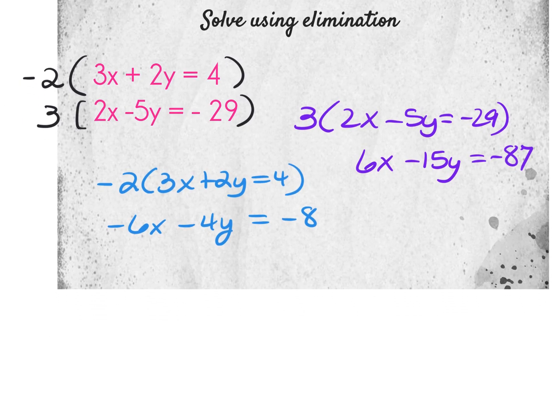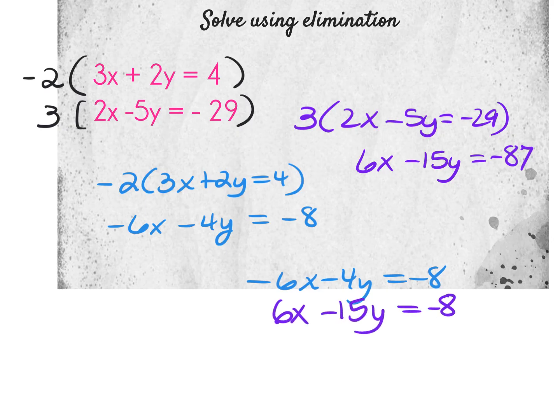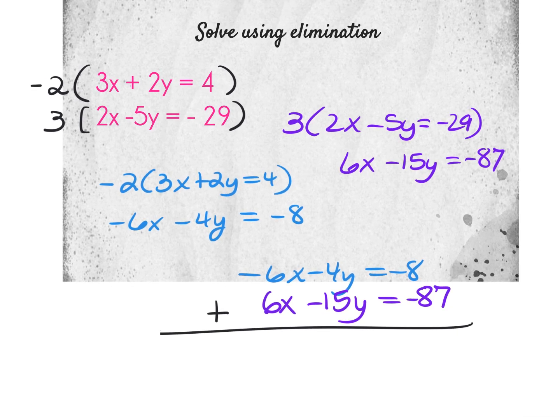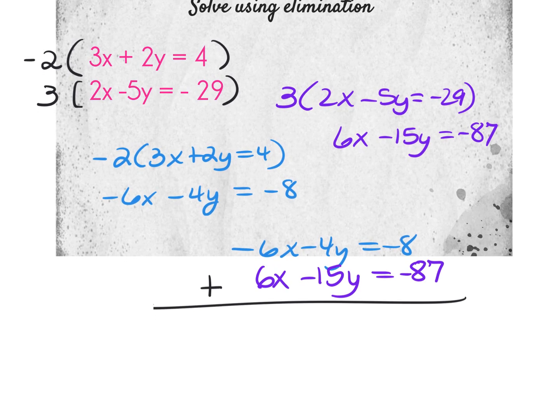So now I'm going to take the two equations, -6x minus 4y equals -8 and 6x minus 15y equals -87. I'm going to write them on top of each other, and then I'm going to add the two equations together. And again, you could have eliminated y by multiplying and making them a 10 and a negative 10. It's totally up to you.